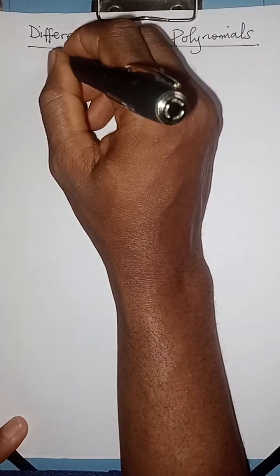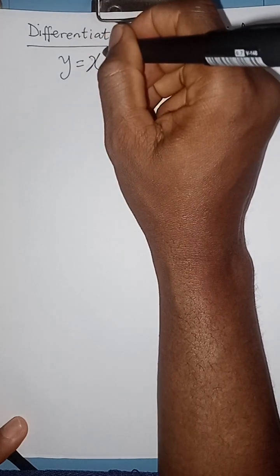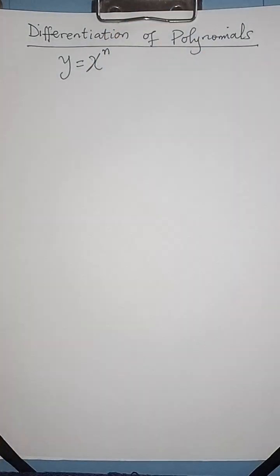But there's a guiding formula. And what is the guiding formula? I'm going to give you very soon. Now let's assume y is equal to x raised to power n, and the question says I should differentiate this function. What I'm going to do is to differentiate y with respect to x. So y is said to be the dependent variable and x is said to be the independent variable.